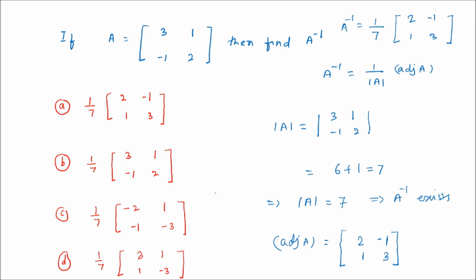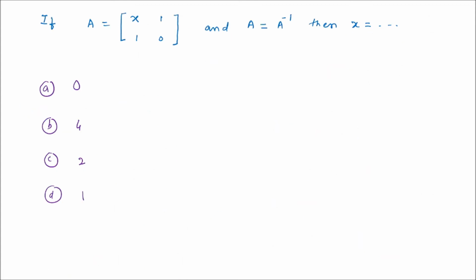So what will be our answer? Our answer will be this. So let us see one more question here. If A is equal to this, and if A is equal to inverse of A, then find the value of X. So let us first find the determinant of A.